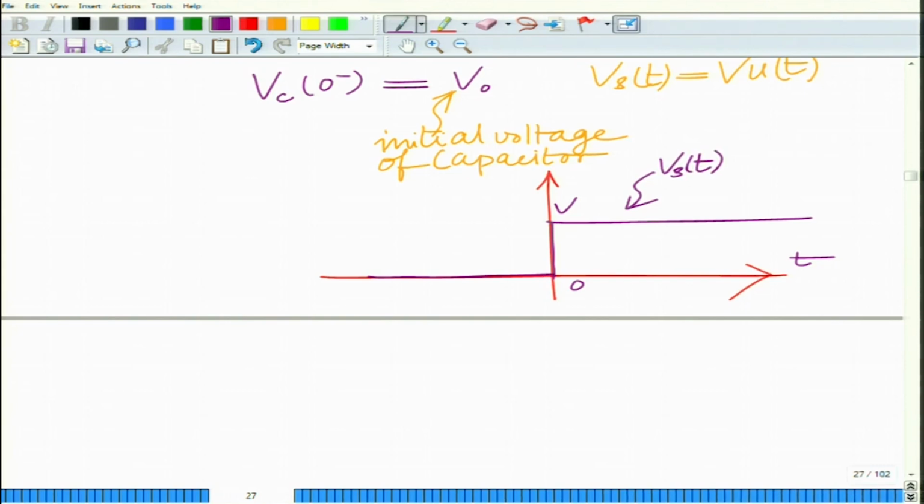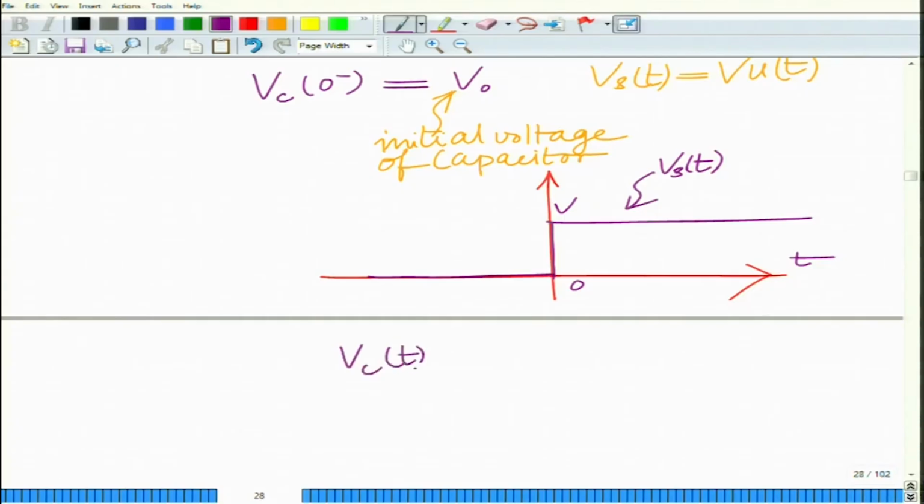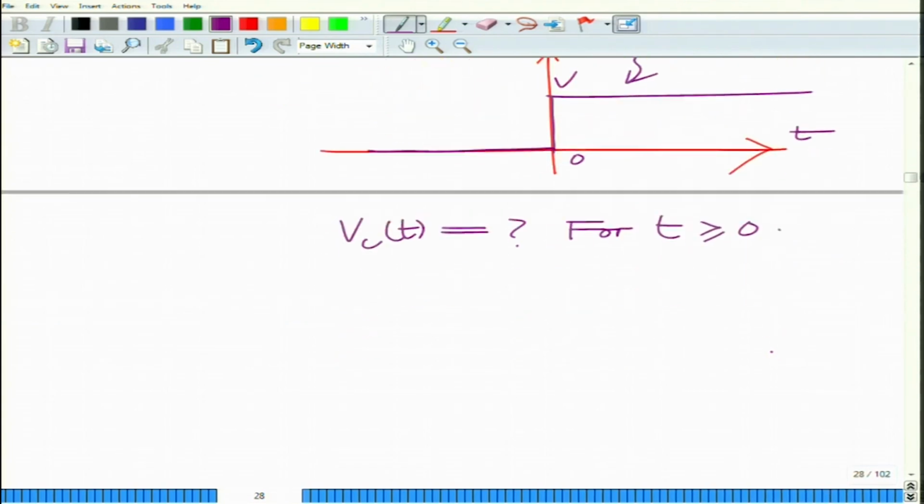So, it is V times u(t), and the initial capacitor voltage, that is vC(t) at t equal to 0 minus, is V naught. The initial voltage across the capacitor is V naught. Now, we are required to find the capacitor voltage for time t greater than or equal to 0. How does the capacitor voltage change for time t greater than or equal to 0? So, we are required to find vC(t) for time t greater than or equal to 0.